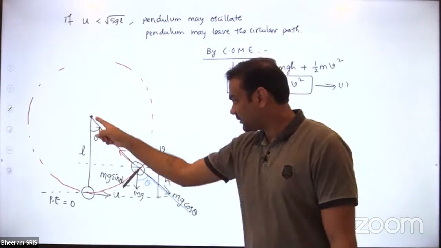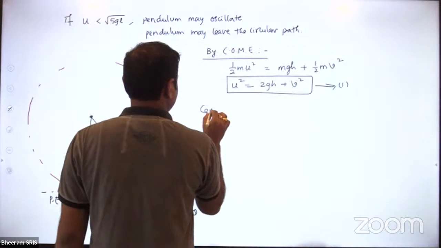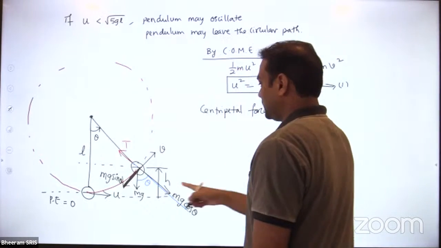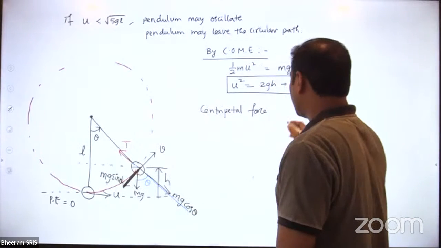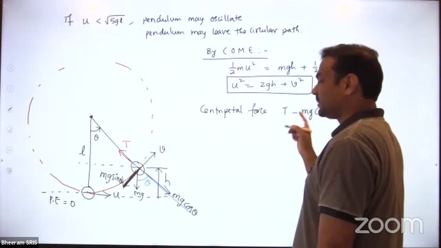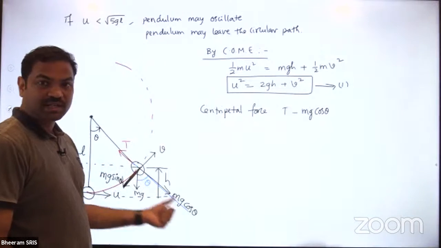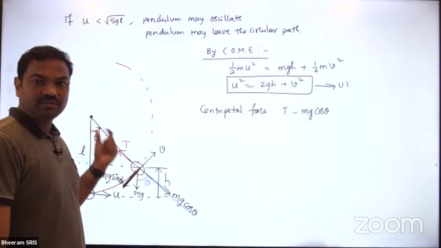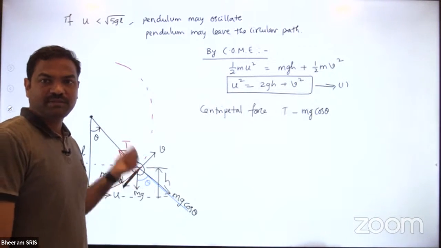But we don't require this. We require the centripetal force. So what is the centripetal force? Tension is acting towards the center, but mg cos theta is acting away from the center. That's why the centripetal force is T minus mg cos theta. Understood why I'm writing minus? Because both are opposite. Force acting towards the center is positive, force acting away from the center is negative. So the net force towards the center is T minus mg cos theta, because T should be more, then only it will go in a circular motion.